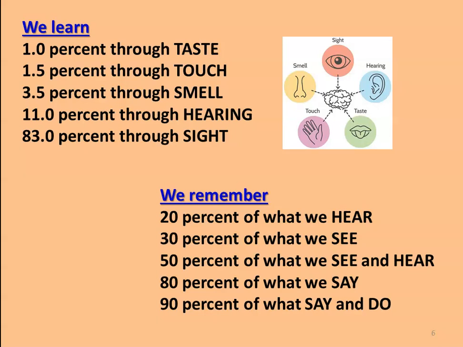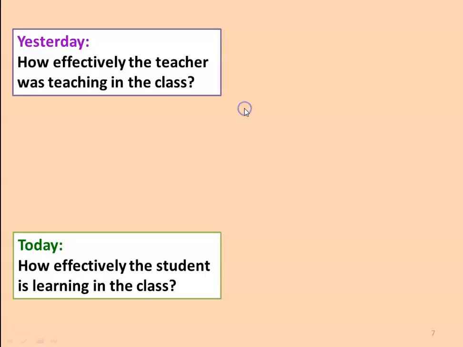So we ought to involve the students, we ought to make the student say something or do something on the subject so that they will remember 90% of the information for a longer time. That is what is missing today. Today the students are not able to remember the information for a longer time. Long-term memory is missing with the students. To promote that, we have to involve the student in the teaching process.